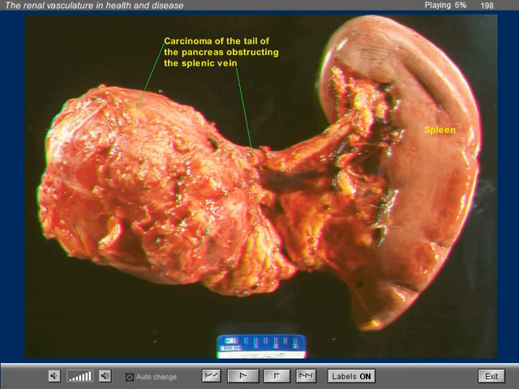This is a specimen of a cancer of the tail of the pancreas. Note that there is the complete obstruction of the splenic vein, and also note that there is a mass below the splenic vein, and this is a portion of the tumor that can invade or compress the left renal vein or even the left kidney.